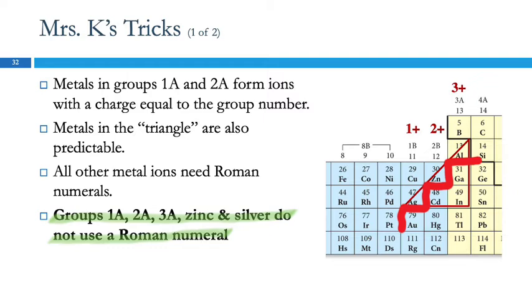So groups 1A, 2A, 3A, zinc and silver, no Roman numeral. Any other metal, Roman numeral. And my goal is to say group 1A, 2A, 3A, zinc and silver enough times during lecture that you can't help but remember it. It's just groups 1A, 2A, 3A, zinc and silver.